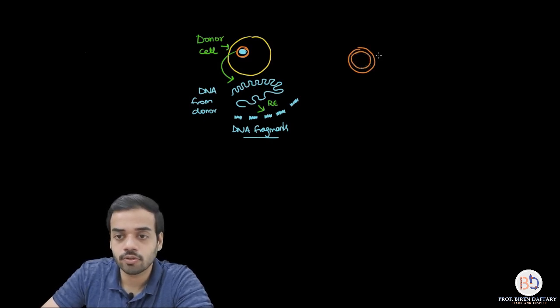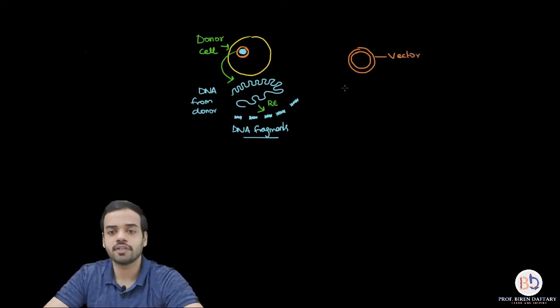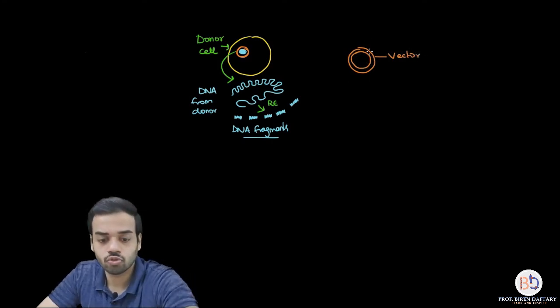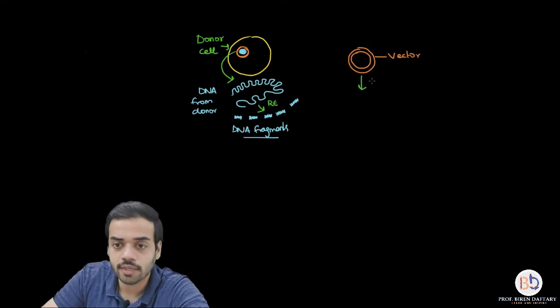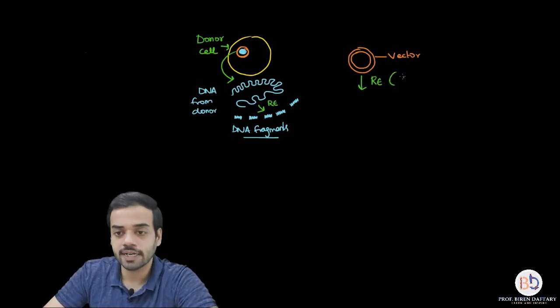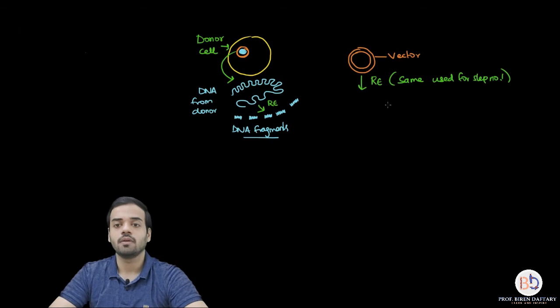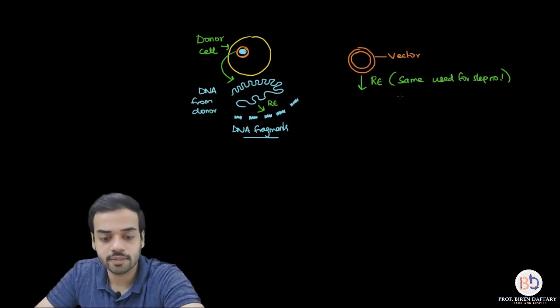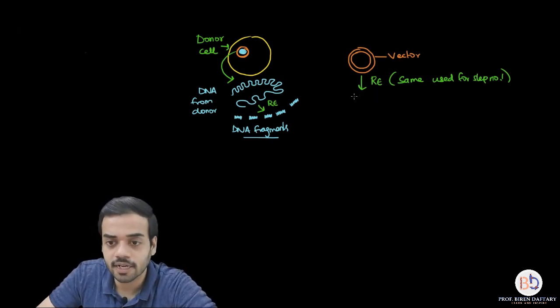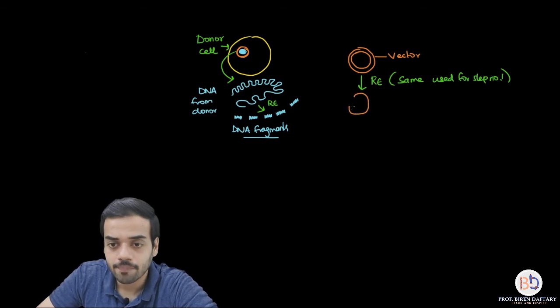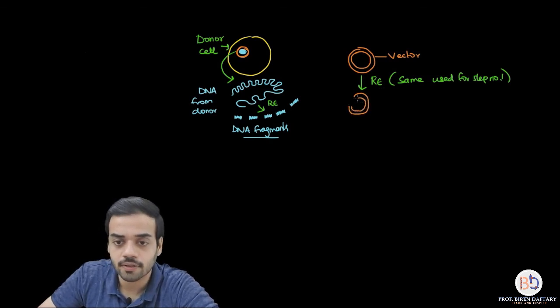Okay, so over here I am going to write down vector, any vector: plasmid, bacteriophage, and then I am going to show an arrow. Again I am going to write same restriction enzyme, bracket, same as used for step number 1. And then what I'm going to get is the vector which has been cut. Correct, this is the cut vector.